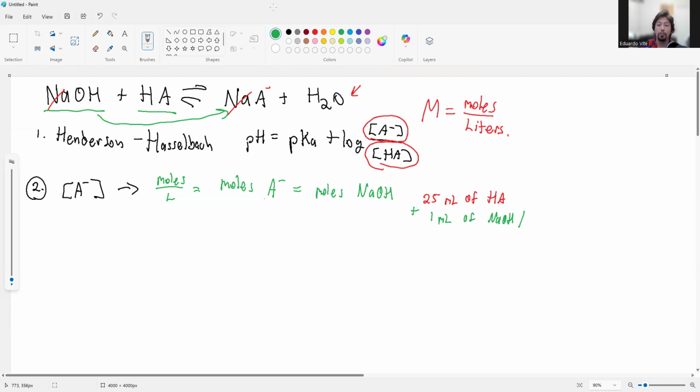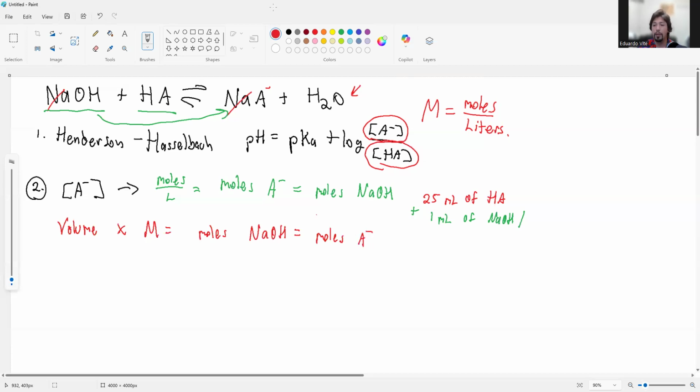So how do we calculate moles of A minus? Well, the moles of A minus are just the moles of NaOH. How do we calculate moles of NaOH? Volume times molarity is going to give me moles of NaOH, which is going to equal moles of A minus.